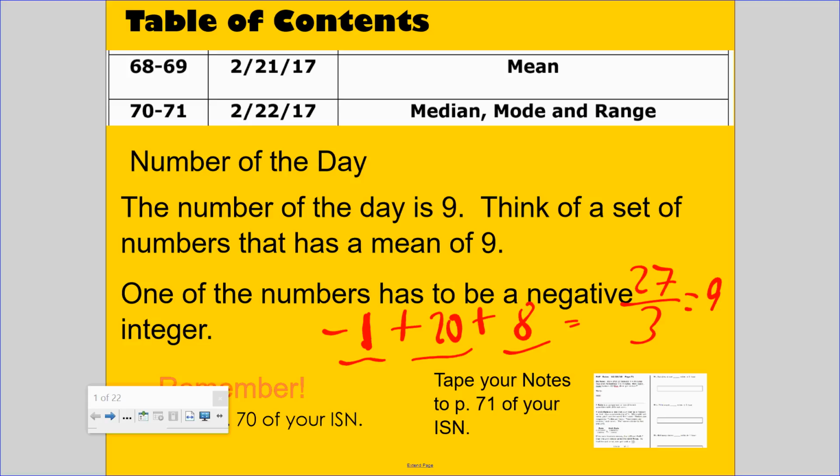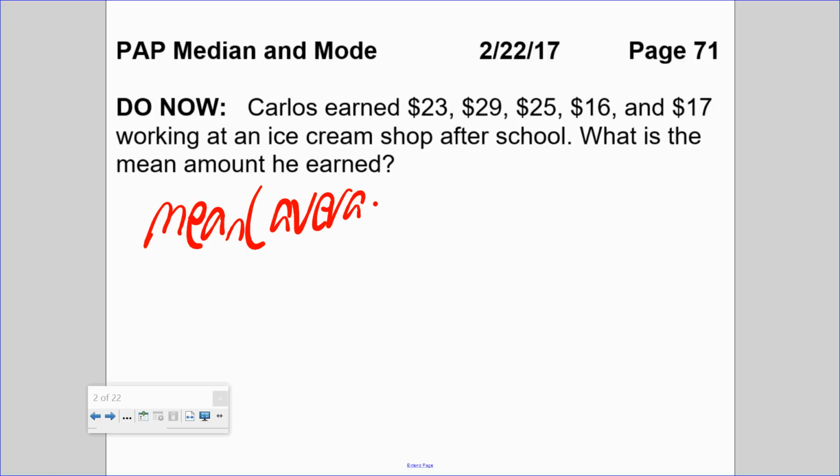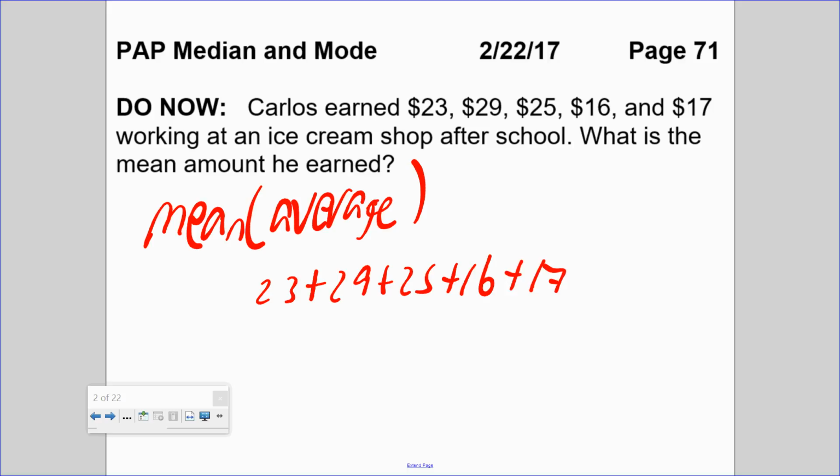So let's see where you guys are. Carlos earned $23, $29, $25, $16, and $17 working at an ice cream shop after school. What is the mean amount he earned? So again, mean is average. How do you find mean or average? You add up all the numbers and divide by how many numbers there are. So 23 plus 29 plus 25 plus 16 plus 17, you're dividing by 5.